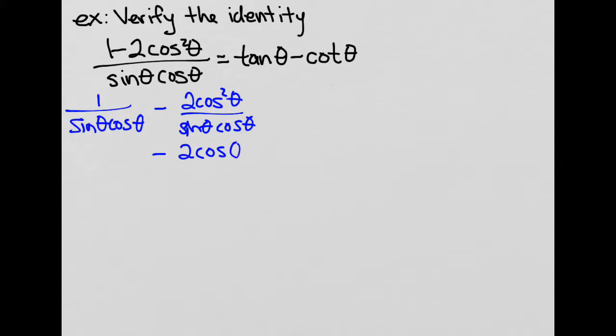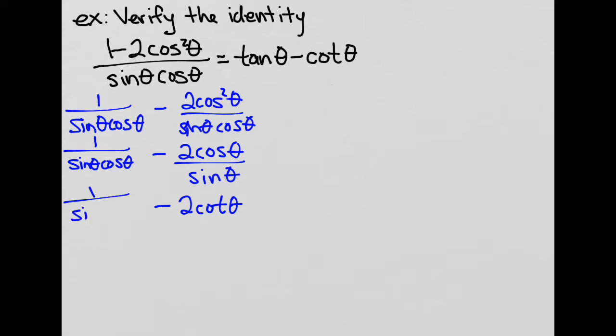So that'll be minus cosine theta over sine theta, and cosine over sine is cotangent. And then we've got this 1 over sine cosine over here. Now if we look at this, it didn't really simplify a whole lot. So this side might not be the one we want to work with. So let's go ahead and work with the right side instead and see if that'll get us anywhere.